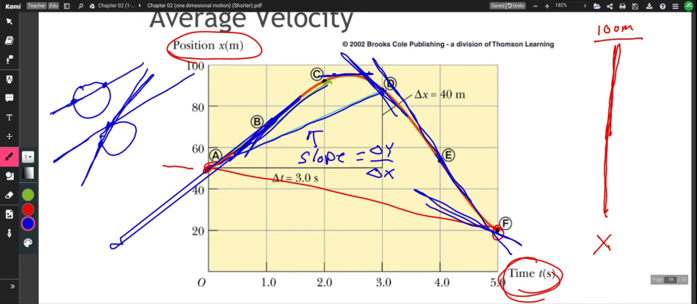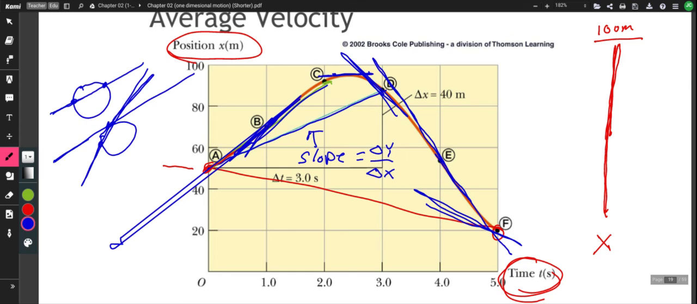And so the tangent line is the line that touches a single point on the graph. It is the slope of the tangent line that gives us the instantaneous velocity. The average velocity of a curve is the slope of the line between any 2 points.